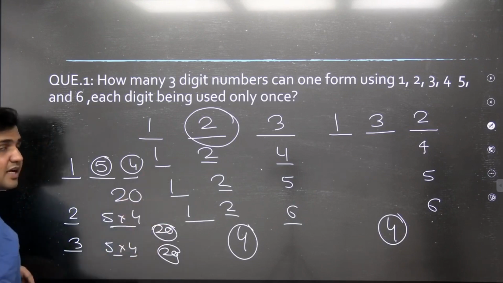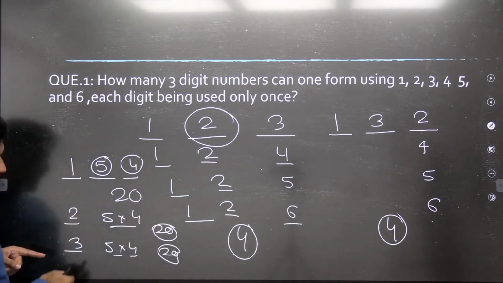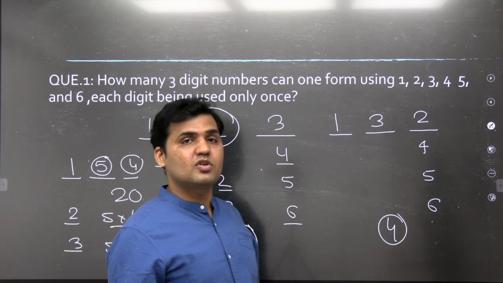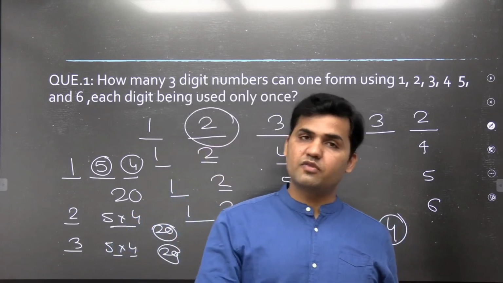तो ये 20, 20, 20 कितनी बारी बनेंगे? जितनी बारी आप फर्स्ट प्लेस को चेंज करोगे. फर्स्ट प्लेस को आप 6 बार चेंज कर सकते हो. It can be 1, 2, 3, 4, 5 and 6.